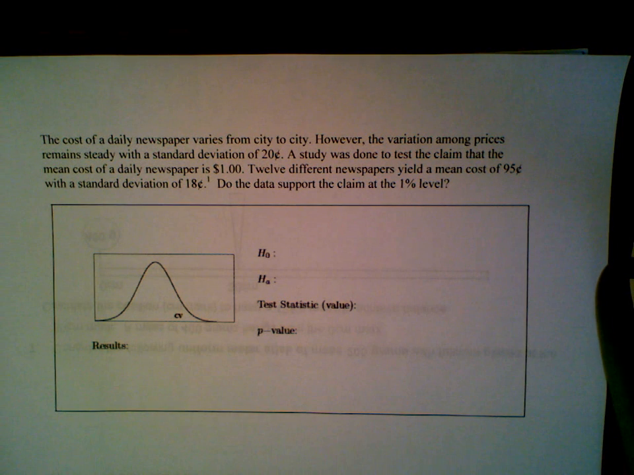It says that the cost of a daily newspaper varies from city to city. However, the variation among prices remains steady with a standard deviation of 20 cents. A study was done to test the claim that the mean cost of a daily newspaper is $1. 12 different newspapers yield a mean cost of 95 cents with a standard deviation of 18 cents. Do the data support the claim at the 1% level?